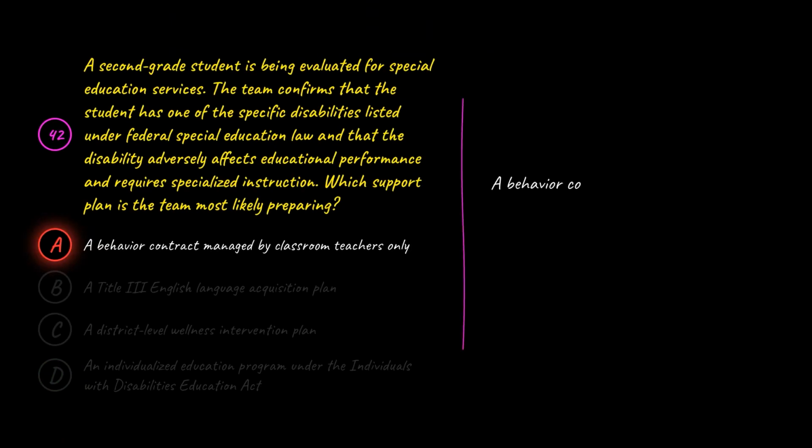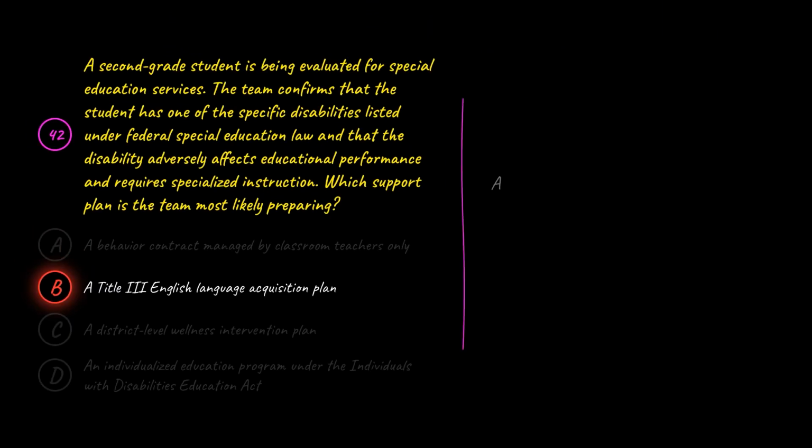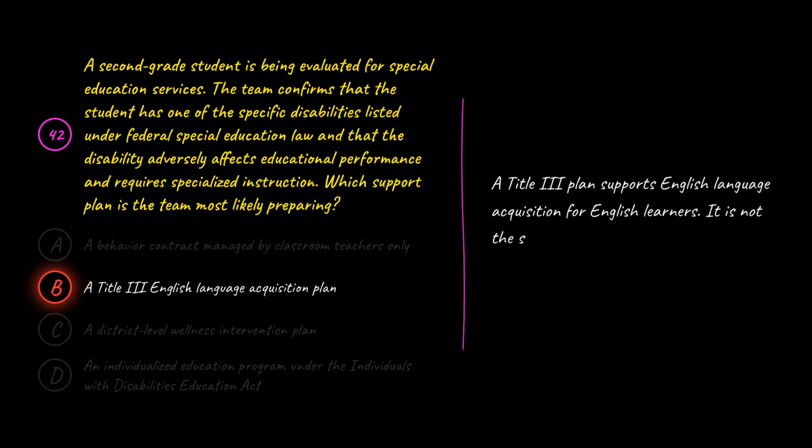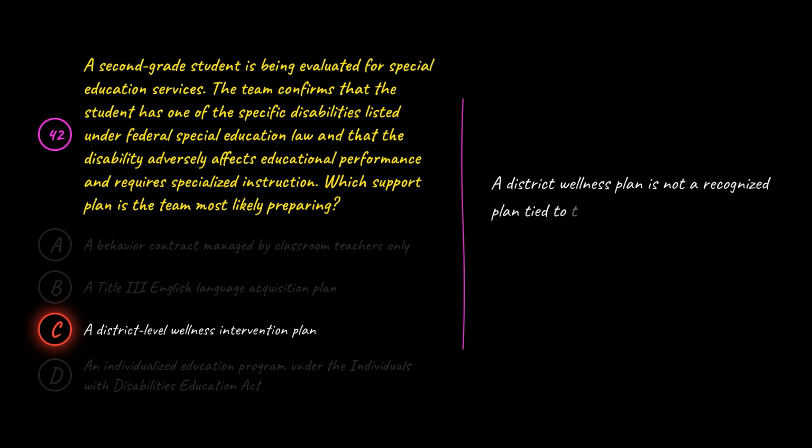A is wrong because a behavior contract is a classroom level management tool. It does not provide the federally required specialized instruction described. B is wrong because a Title III plan supports English language acquisition for English learners. It is not the specialized instruction plan for a disability described. C is wrong because a district wellness plan is not a recognized plan tied to the specific disability criteria. It does not deliver federally required specialized instruction.